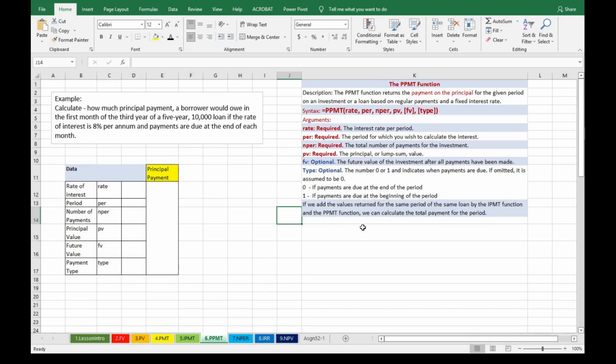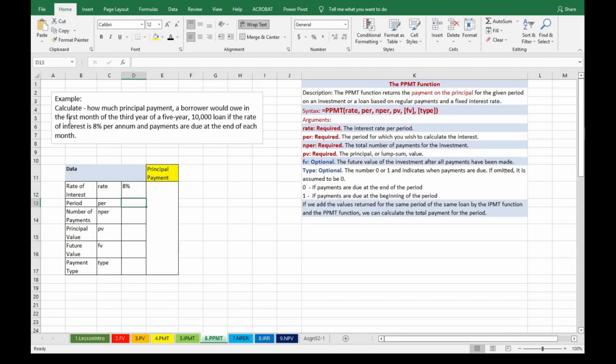Now if we add the values returned for the same period and the same loan by the IPMT function and the PPMT function, we can calculate the total payment for the period, which is given by our PMT function. So let's take an example here. The example is to calculate how much principal payment a borrower would owe in the first month of the third year of a 5-year 10,000 loan if the rate of interest is 8% per annum and payments are due at the end of each month. So here we have a rate of 8%.